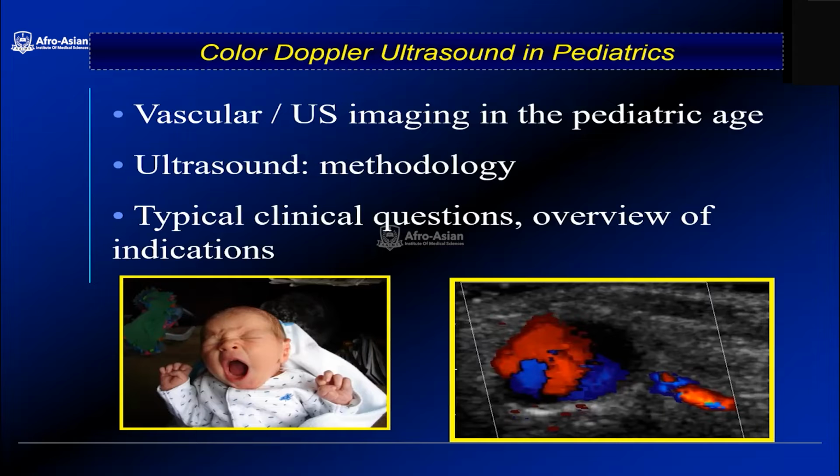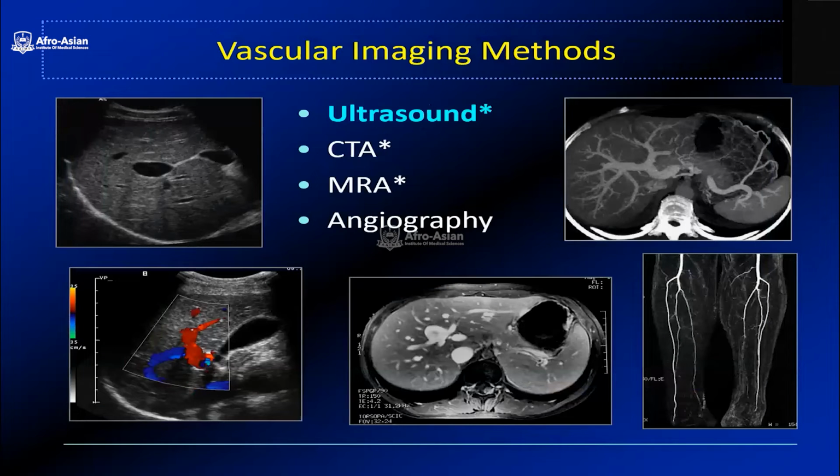So vascular ultrasound imaging in the pediatric age, we will be discussing it. What is the methodology and typical clinical questions? We will overview the indications. We can have different modalities which are used for vascular imaging, which includes ultrasound, CT angio, MR angio, and angiography.